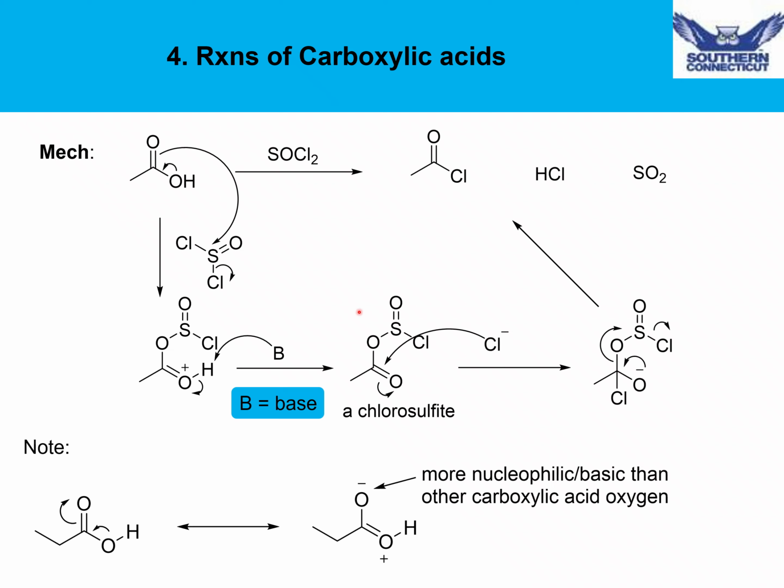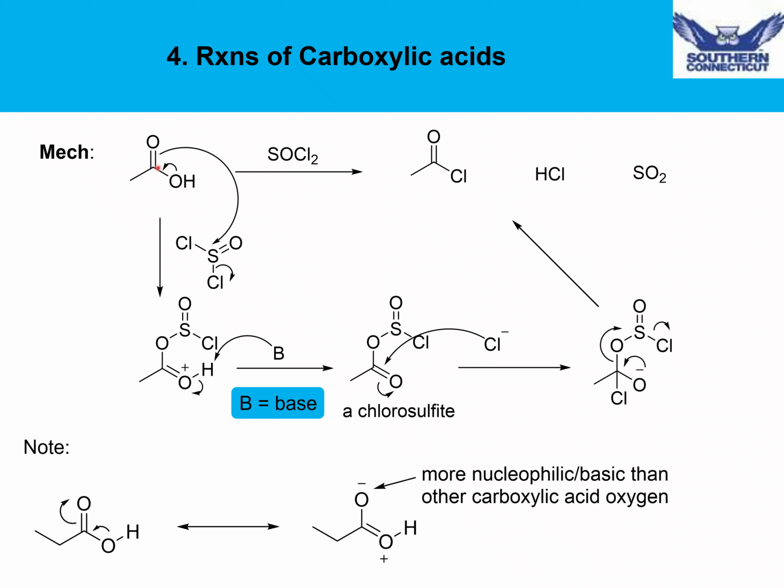The chlorine from the thionyl chloride that was eliminated in the first step can now add to this carbon, break the double bond. Then the tetrahedral intermediate can reform the carbonyl by eliminating this leaving group. Note that this step is an acyl substitution. So addition of a nucleophile to the carbonyl, and then the tetrahedral intermediate breaks down, forming the carbonyl, eliminating the leaving group, and as a result, we end up with the acid chloride.